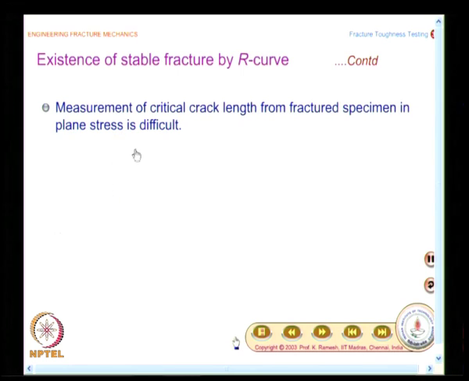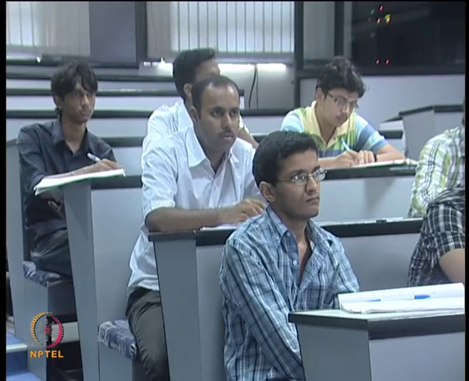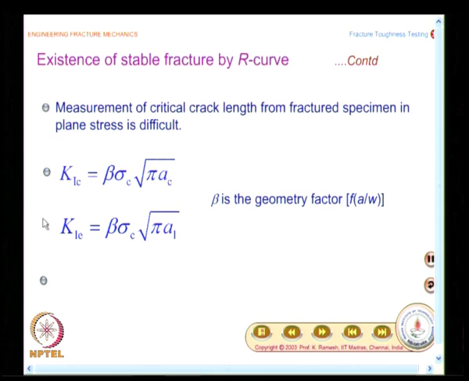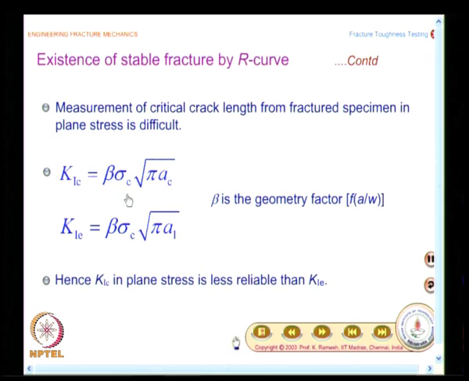As I mentioned, measurement of critical crack length from a fractured specimen in plane stress is difficult. This is because you will not be able to distinguish between the original crack length and the phase followed during stable fracture. You will have certain difficulty in measurement. So, it is difficult to find out K1C equal to beta sigma c into square root of pi AC.